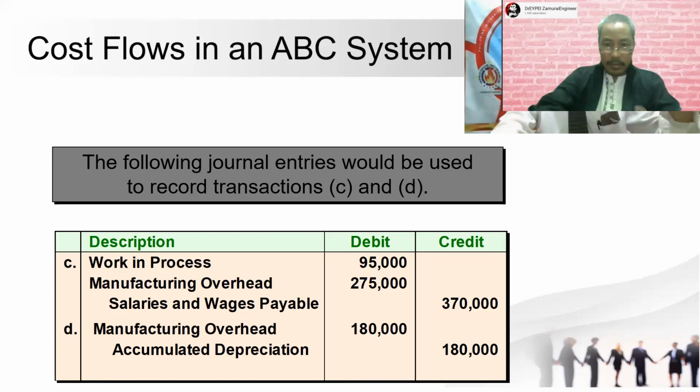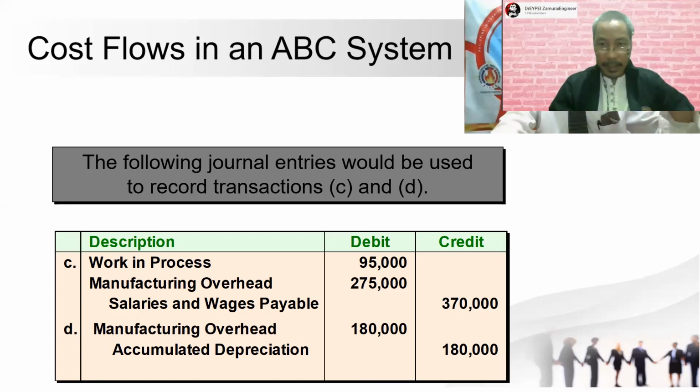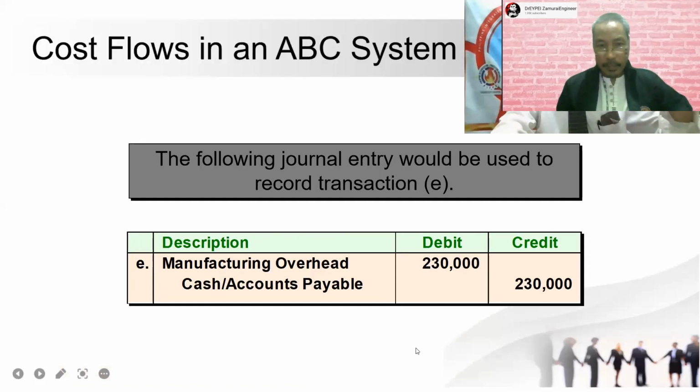Okay, what about number 4? Manufacturing overhead, 180,000. So look at your screenshot for number 4 or letter D. That is 180,000. Now let us go to number 5.